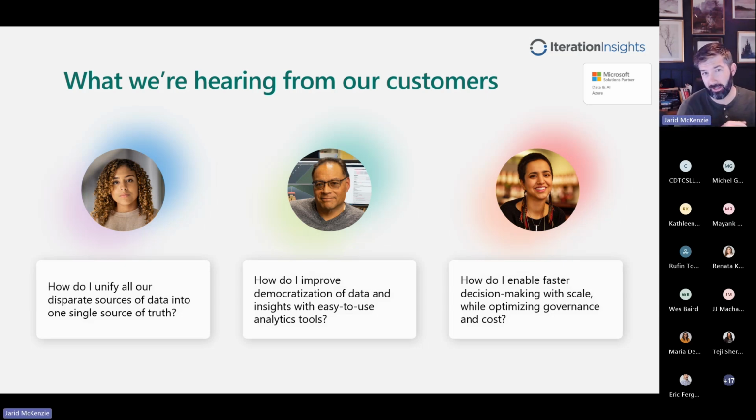It also needs to be democratized. So when we're talking about how to improve democratization and insights with easy-to-use analytics tools, what this means is that we need to ensure that the people who need access to the data that will help them make decisions within an organization actually have access to this data. That's where the democratization comes in. And again, Fabric addresses this in a very nice way. It's good to see that with a couple of clicks of buttons, I can make sure that somebody has access to do the analytics that they need right away.